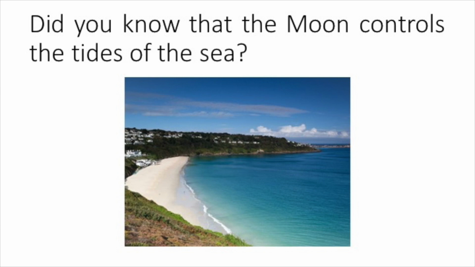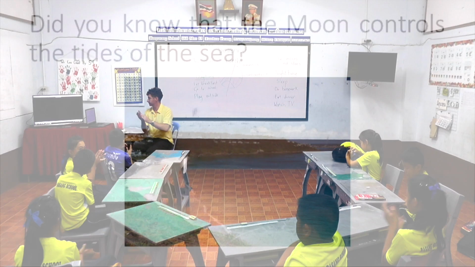And did you know that the moon controls the tides of the sea? Yes, if you've ever been to the seaside, do you notice the way the water moves out and the water moves in? This is called the tides. It's the magnetic field of the moon moving that moves the tides of the sea in and out. Any questions, guys? Okay, that was excellent. Well done.